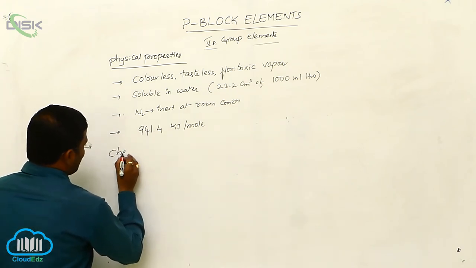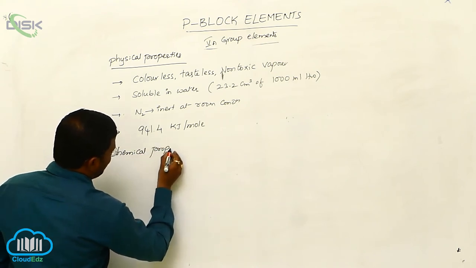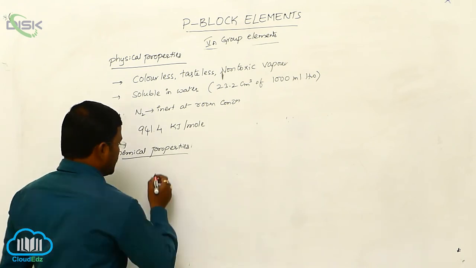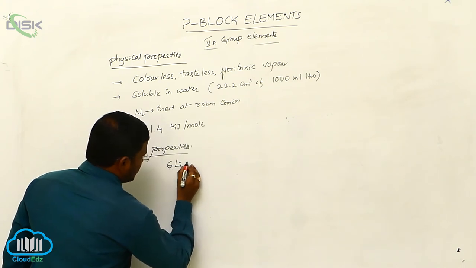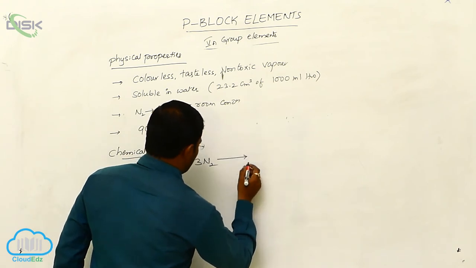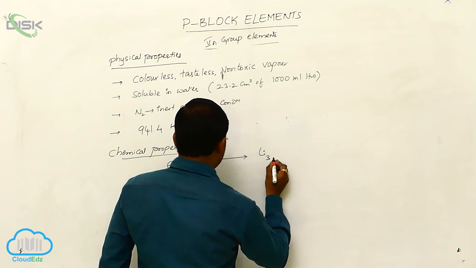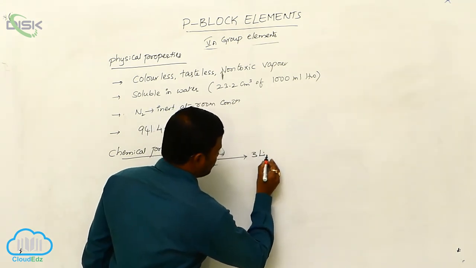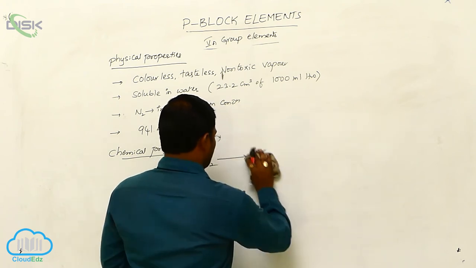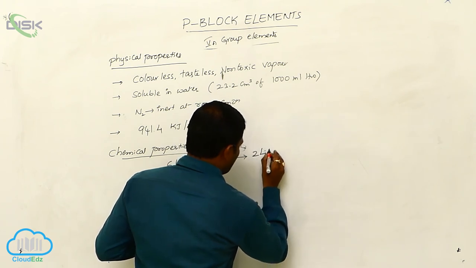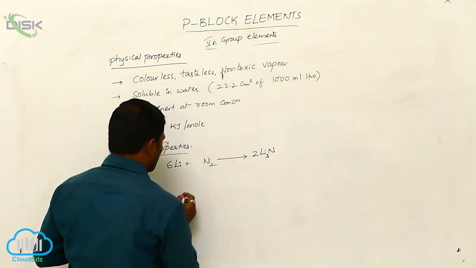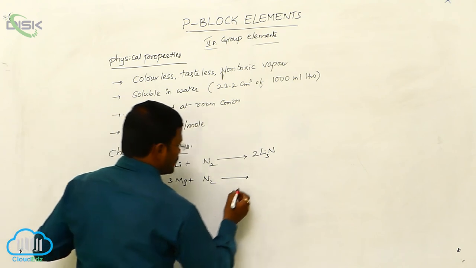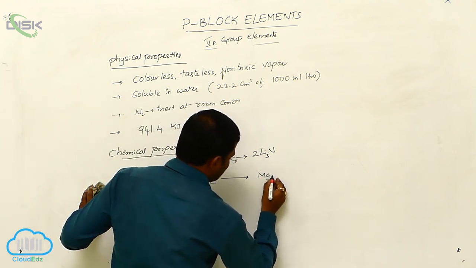Next, chemical properties. Nitrogen generally reacts with metals and produces their nitrides. For example, dinitrogen reacts with lithium and produces lithium nitride. So we can write it as 2Li3N, lithium nitride being the resulting product. Whereas nitrogen also reacts with magnesium and produces magnesium nitride.